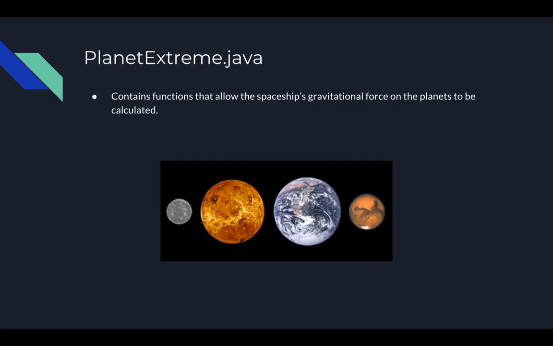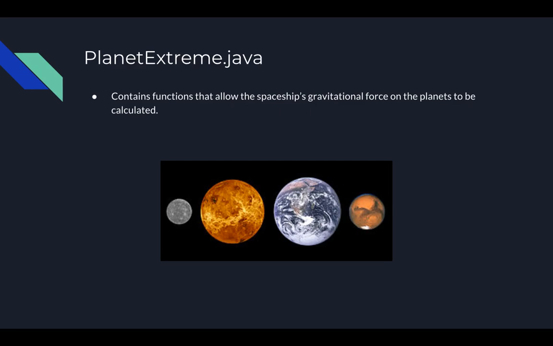My new planetextreme.java class differs from the planet.java class by having a second set of 4 functions: the function to calculate distance, calculate the force exerted by something, calculate the force exerted by in the x direction, and finally calculate the force exerted by in the y direction. I have a second set of those functions which take a spaceship object as a parameter rather than a planet extreme object like the first set of those 4 functions takes.